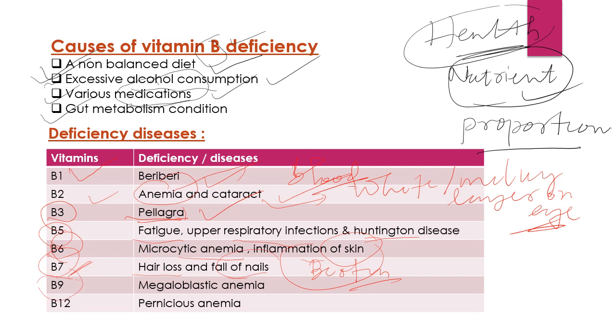Because of the deficiency of B9, megaloblastic anemia. This is a critical stage of anemia. This takes place because of B9. Because of the deficiency of B12, pernicious anemia takes place. Now move to the next slide.